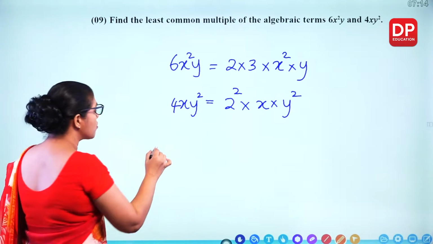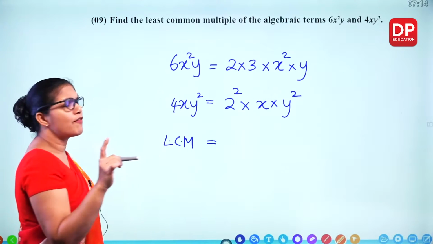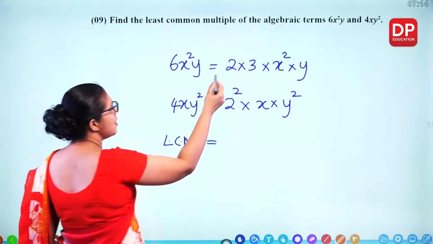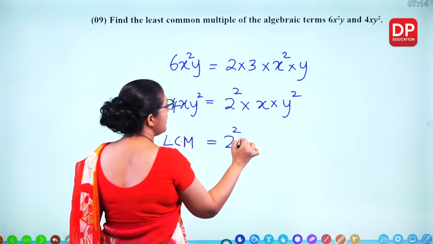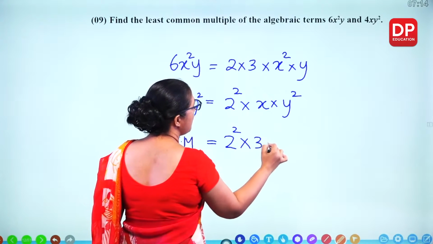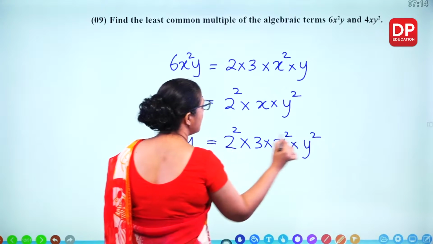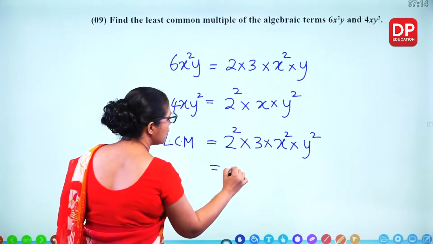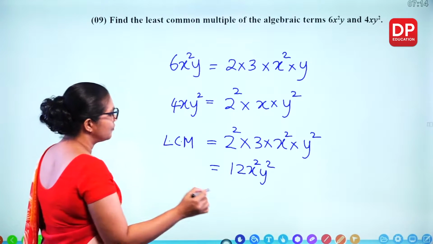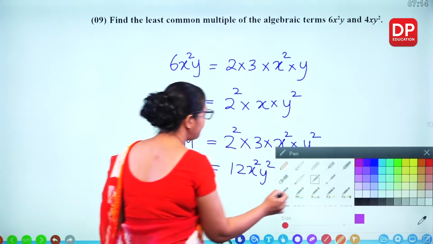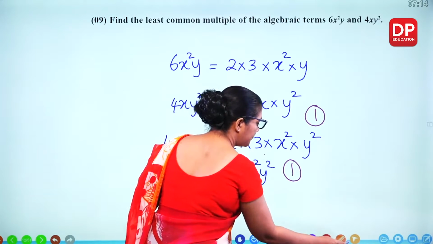To find the lowest common multiple, you take the highest power of all distinct terms. For 2, 2 to the power 2 is the highest one. 3 is there, that's 3 to the power 1. When it comes to x, that's x squared and y squared. So, what's the answer? 4 times 3, 12, x squared, y squared. So, you get 2 marks, 1 mark here and 1 mark there.